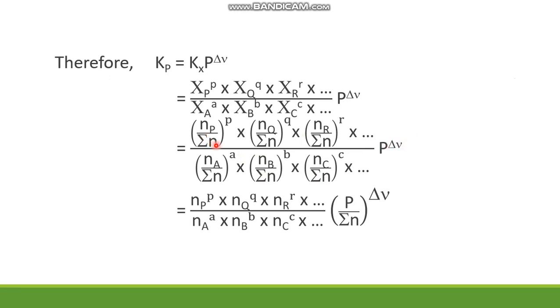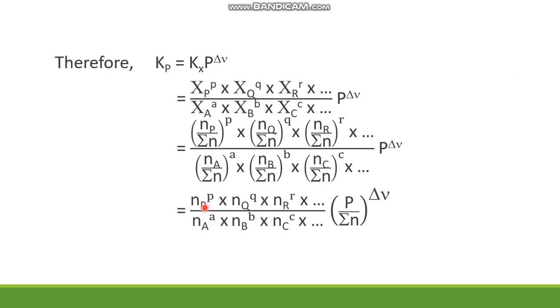Now you can take the summation N term in common, but in its power you would have p plus q plus r minus a minus b minus c, etc. So this is nothing but delta nu, so it can be merged with P, and we can write the whole thing to the power delta nu here. So you have the expression of Kp in terms of number of moles of the components.